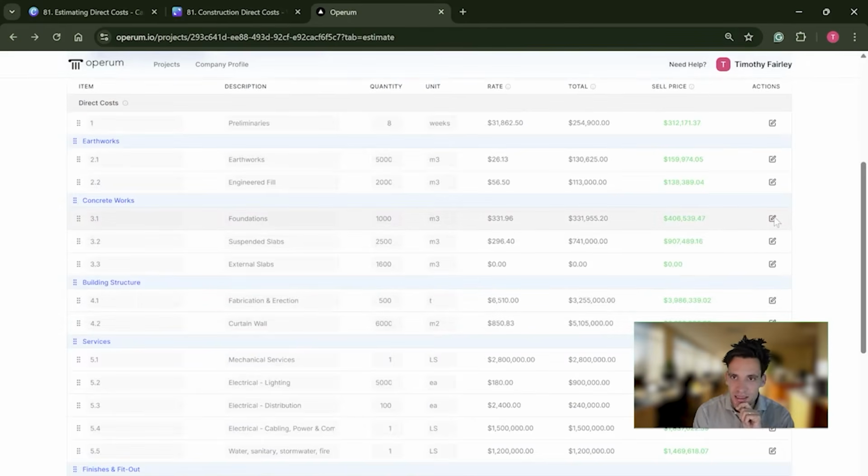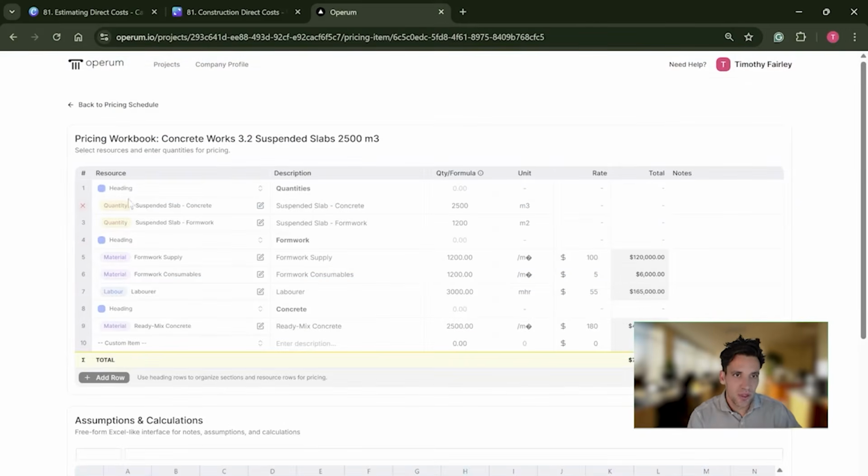For a self-performed task, let's use concrete suspended slabs as an example. We've got our quantity of concrete, which is 2,500 meters cubed. We've got our quantity of formwork, which we would have measured from the drawings, which is 1,200 meters squared. Our formwork supply rate is $100 per meter squared, multiplied by the area of formwork, which gives us $120,000. Our formwork consumables are $5 per meter squared, multiplied by the same quantity, which gives us $6,000. Our labor is 3,000 man hours, which is the formwork area multiplied by our production rate of 2.5 man hours per meter squared.